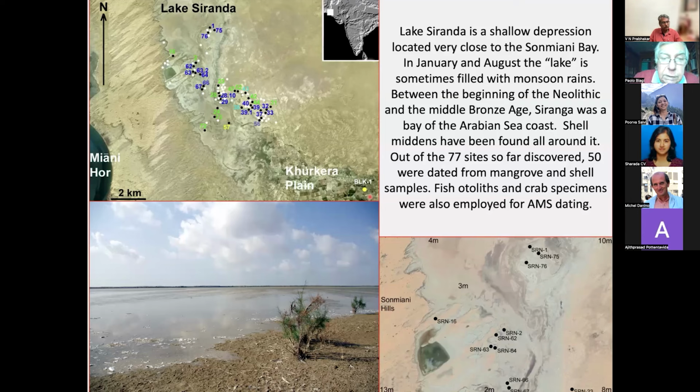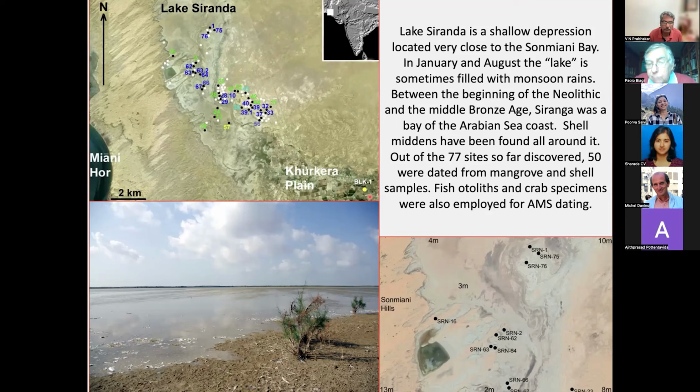Sites of different ages. The light blue ones are the oldest ones. Then you have the blue ones here, and then the green, and then the yellow, and whatever. So different stages of development of shell midden sites in the area. What happens sometimes to the so-called Lake Siranda? It fills with water. You never understand why. Sometimes it doesn't rain, and the former lagoon is full of water, maybe from the Porali River, maybe from the Kirthar Range, or whatever you want.